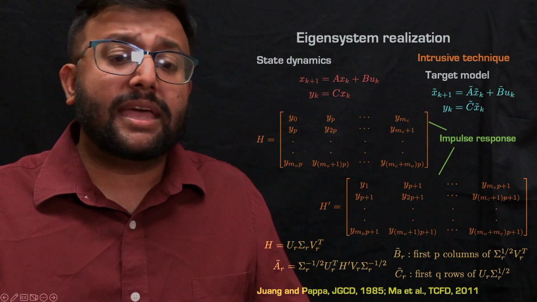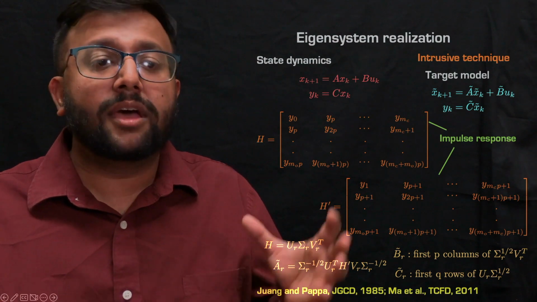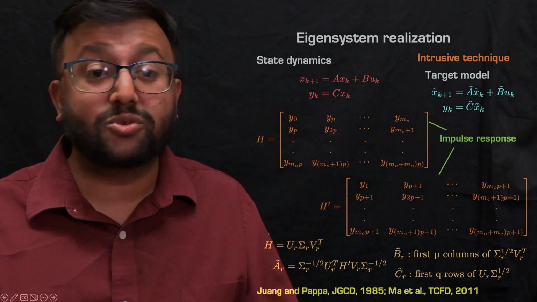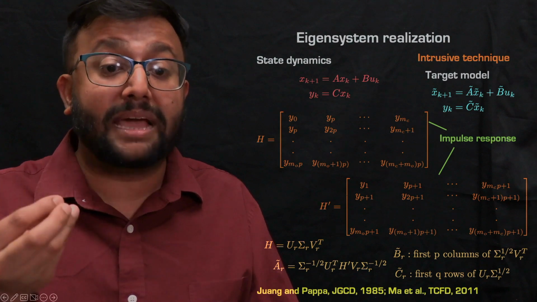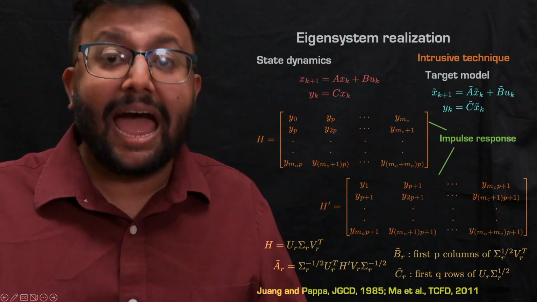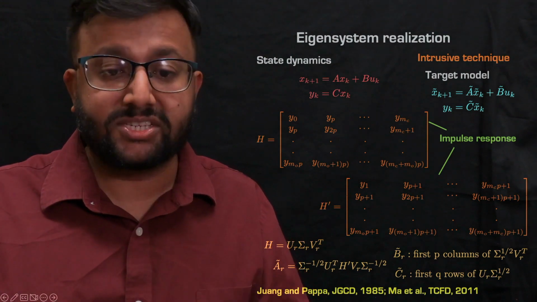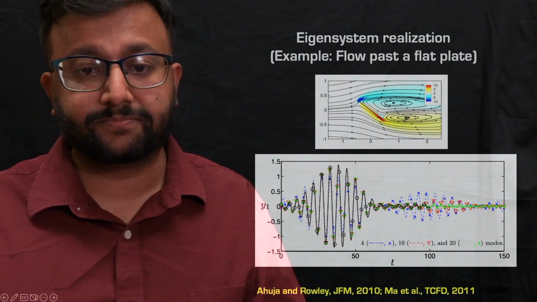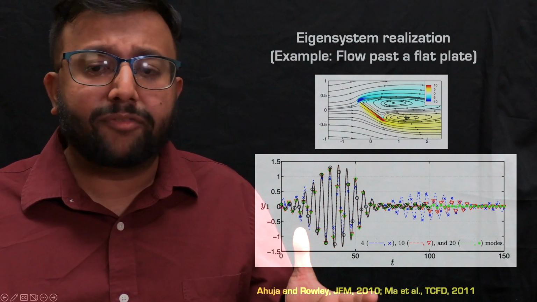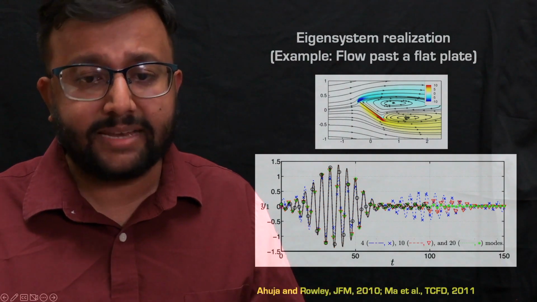So in some sense, you can see that though this method is intrusive, there is the added complexity of having inputs and some relationship to outputs that can be modeled really well with this eigensystem realization algorithm. So let us see an example for this, for a flow past a flat plate.